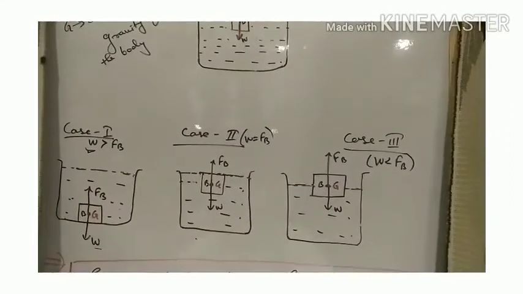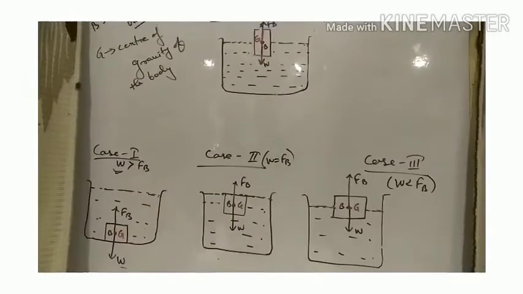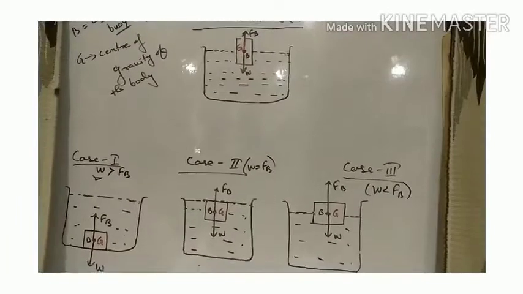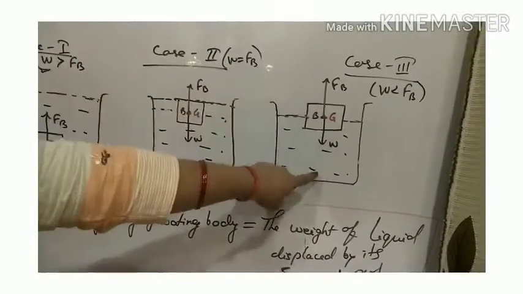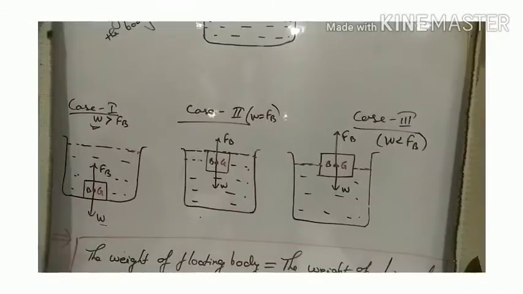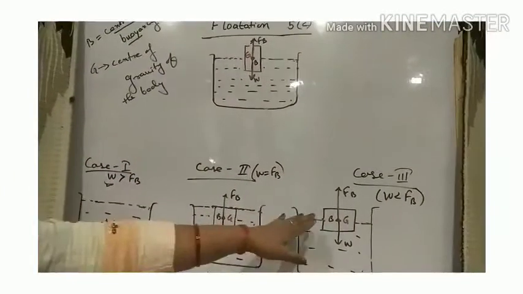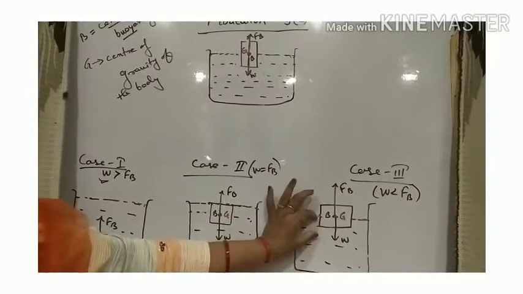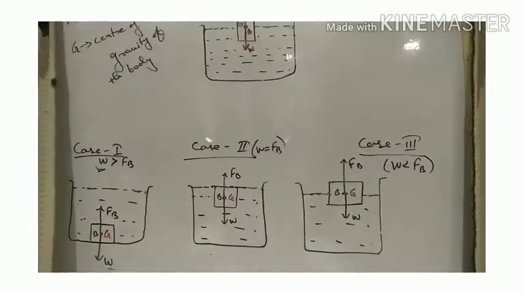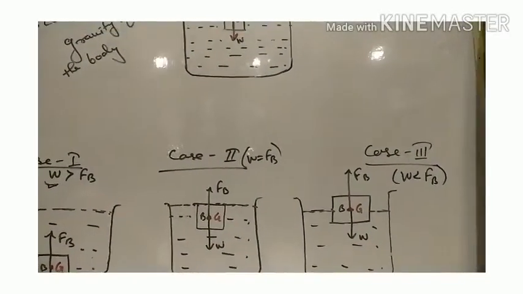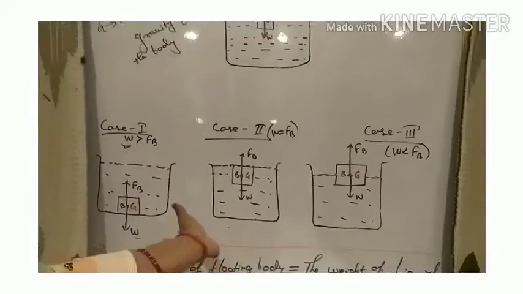Now the third case. In this case, the weight of the body is less than the weight of the liquid displaced by it when it is held completely immersed in the liquid. So Fb is greater than W, and that's why the body floats partially above and partially below the surface of the liquid. You can see this part is above the surface and this part is below. Only that much portion of the body gets submerged by which the weight of the displaced liquid becomes equal to the weight of the body.